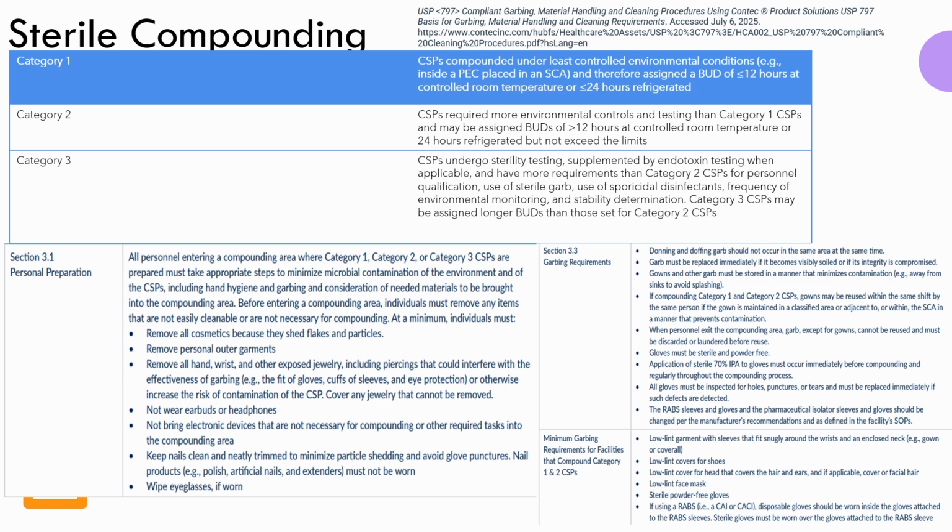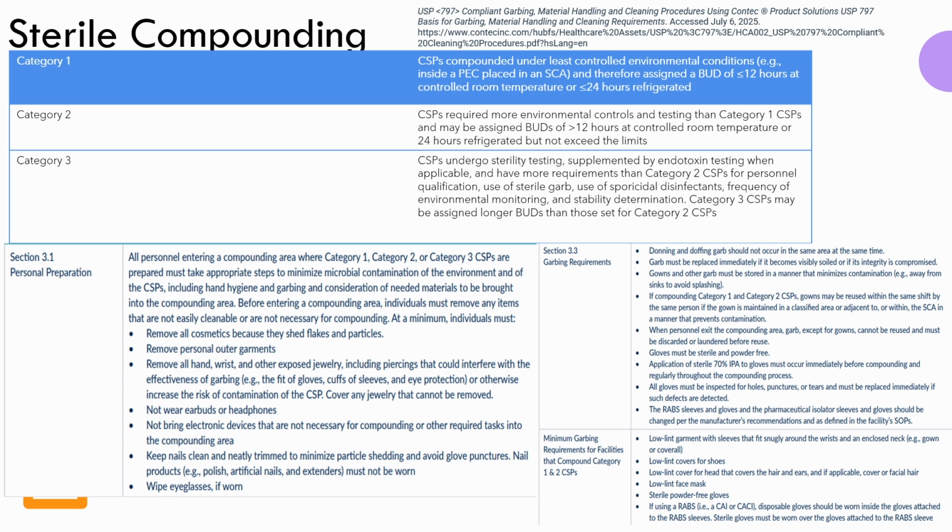Section 3.1 talks about some of the things that are needed before personnel enter the compounding area, such as removing all cosmetics, getting rid of personal outer garments, removing all hand, wrist and other exposed jewelry, including piercings that could interfere with the effectiveness of garbing, getting rid of earbuds or headphones, not bringing electronic devices into the compounding area, keeping the nails clean and well trimmed, and having eyeglasses wiped if worn.